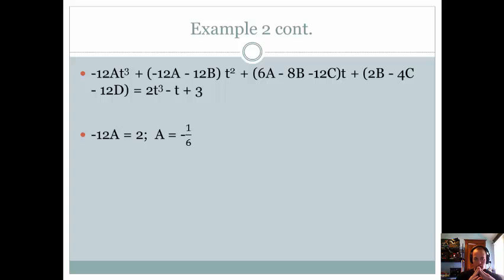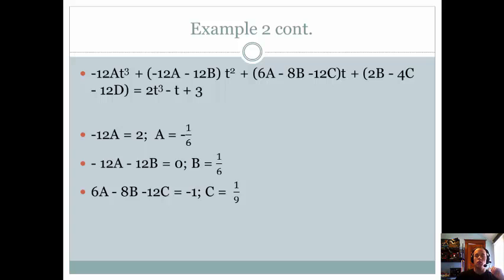We can see on the left side the coefficient of t cubed is negative 12a. And on the right side of the equation, the coefficient of t cubed is 2. So we set negative 12a equal to 2 and solve for a. We get negative 1/6. Then we take the coefficient of t squared, which is negative 12a minus 12b, and set that equal to the coefficient on the right side, which is 0, because there is no t squared term. We then plug in the a value that we found above, which was negative 1/6, and solve for b, which we find is 1/6. We do this for our other two values, and we find that c is equal to 1/9, and d is equal to negative 5/27.